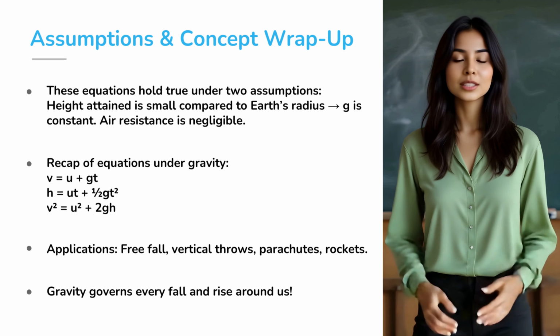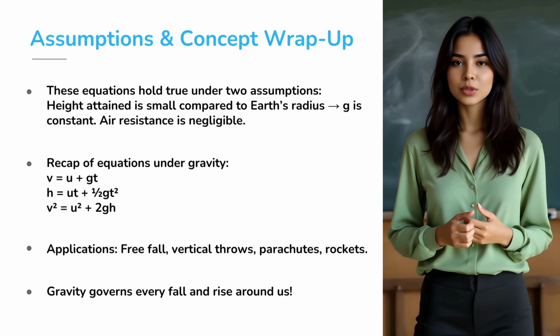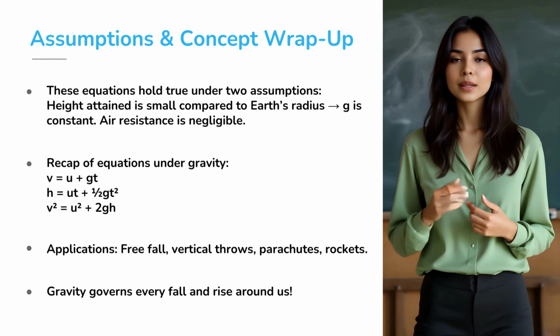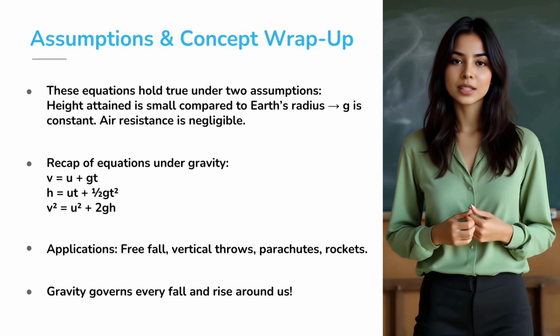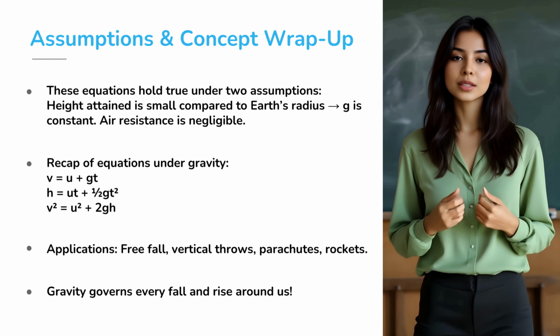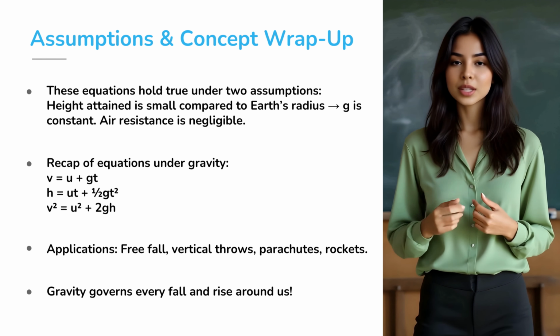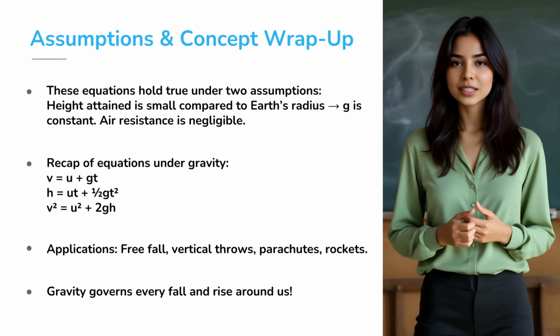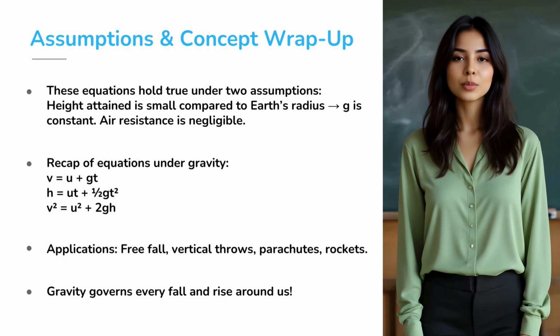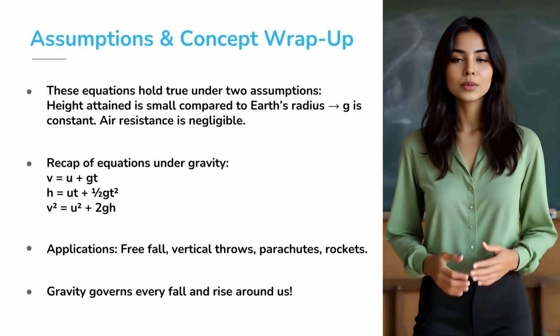To close this discussion, let's recall the assumptions. First, the height reached by the body should be small compared to Earth's radius so that g remains constant. Second, we assume that air resistance is negligible. Under these conditions, the equations of motion under gravity hold true.